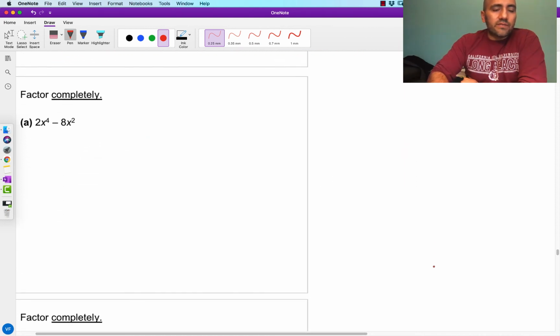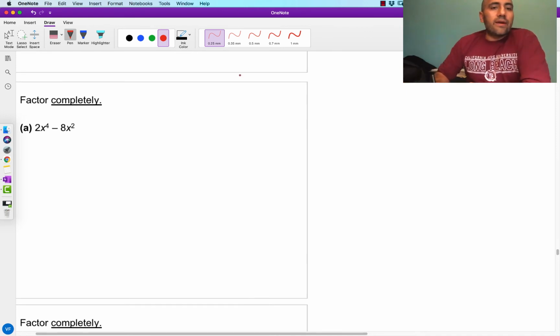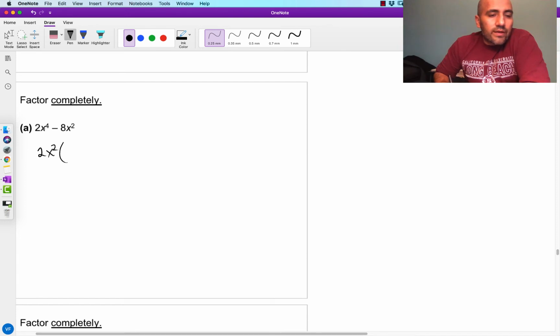Factor completely. So sometimes we might have to apply different techniques to get the whole thing out. So the first thing I notice is, let's see, we could factor out a 2x squared. Let's see how that helps us out. So if we factor out a 2x squared, we end up with x squared minus 4. And now we see that this is one of our patterns. This is something squared minus something squared. I can rewrite this as 2x squared times x squared minus 2 squared.